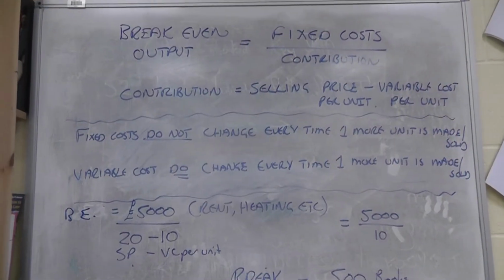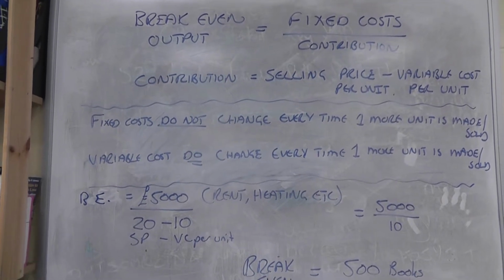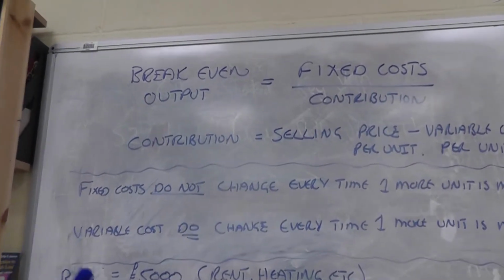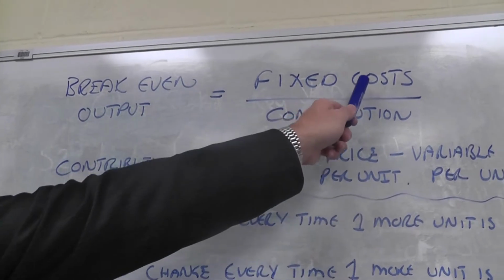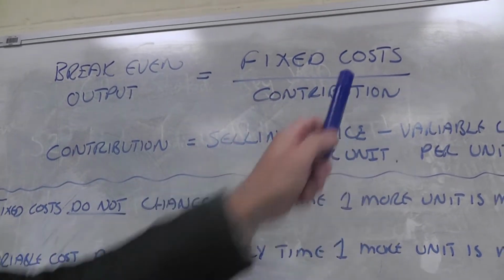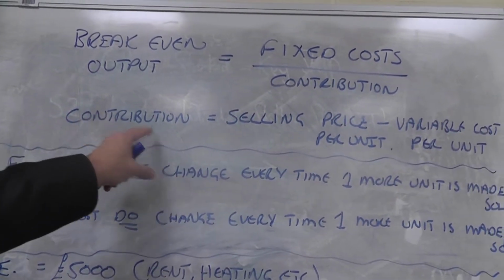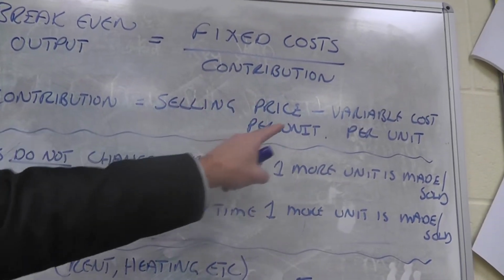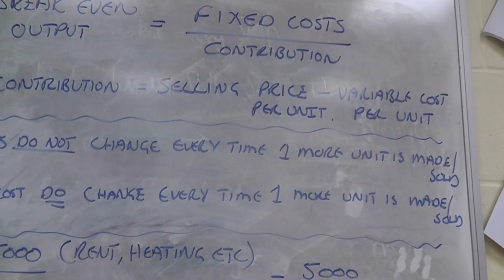The break-even point, as you know, is the point where you stop making a loss and you start to make a profit. So it's the point where profit is 0 and loss is 0. Okay? So let me show you how I'm going to calculate that. Right, this is how I'm going to calculate my break-even output. The formula that you need to remember for your exam is fixed costs divided by contribution. Contribution is selling price per unit minus variable cost per unit.